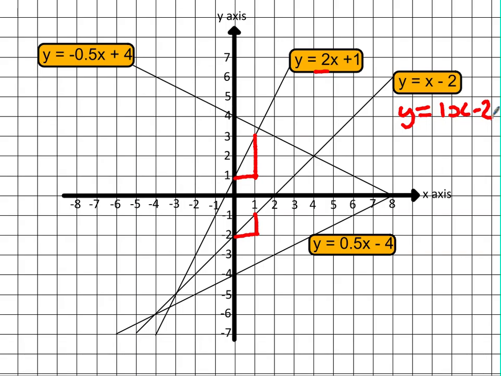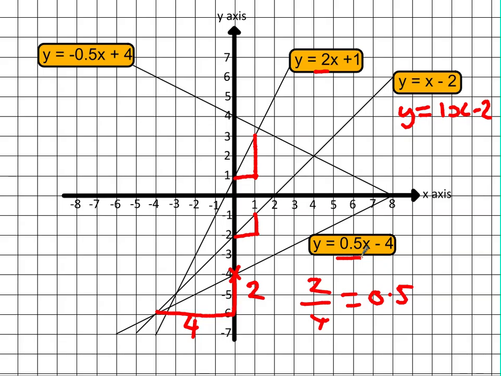If we pick any 2 points on the line y equals 0.5x minus 4, let's have that point and that point. Okay, we've got a change in y of 2 and a change in x of 4. So 2 divided by 4 is 0.5, just as we've got there.